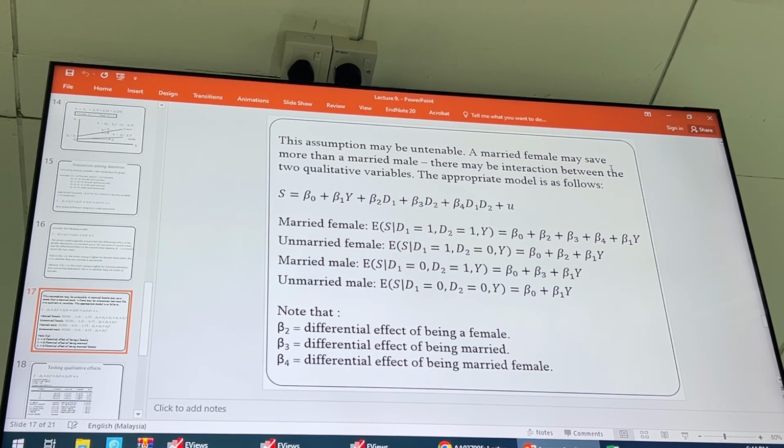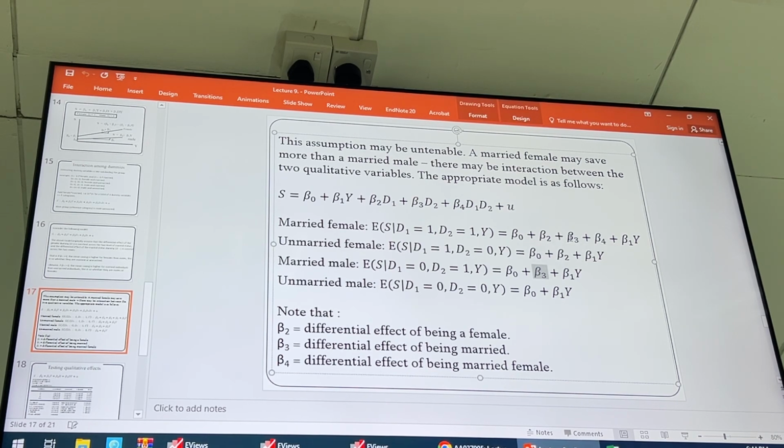The proposed model is as follows. If we add this, then we can allow the difference between the effects of married for the case of male and female. Because for male, the effect of married is just beta 3. But in the case of female, the effect of married female is beta 3 plus beta 4. So we allow the married female to have different effects as compared to the married male.